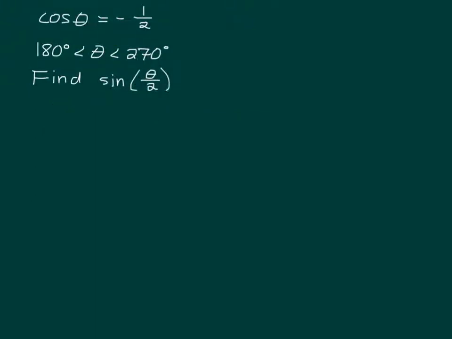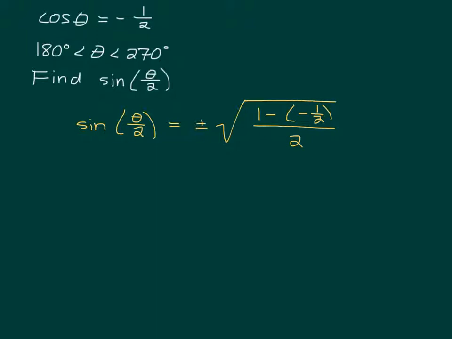This one. We're told cosine theta is negative 1/2. Theta is in the third quadrant. Find sine theta over 2. We can plug directly into the formula because they told us cosine. This is plus or minus the square root of 1 minus cosine theta all over 2. What is 1 minus negative 1/2? So this is plus or minus the square root of 3/2 over 2.